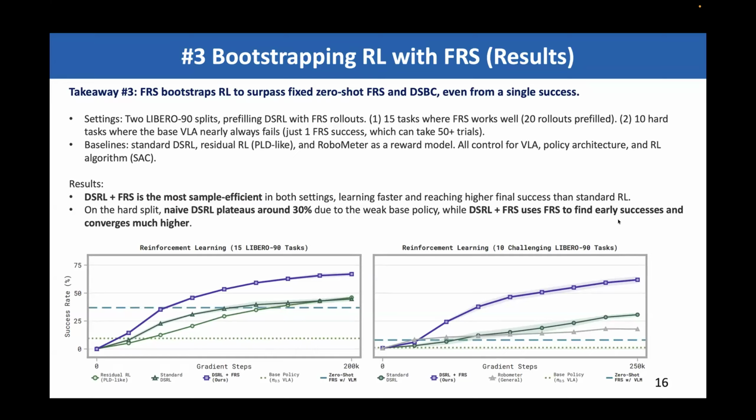And even on the harder tasks, for example, naively using steering via reinforcement learning actually plateaus because the base policy is already very weak. But when you use FRS, it actually is able to find very early successes and then converge much faster.